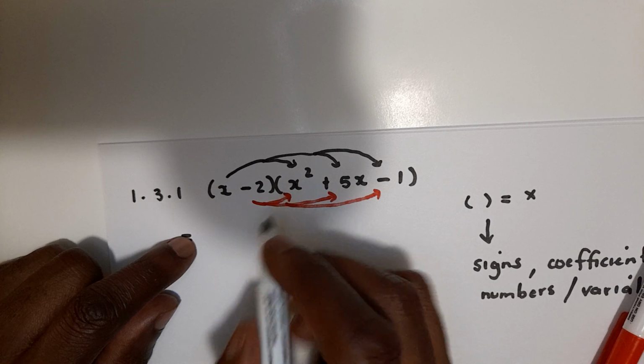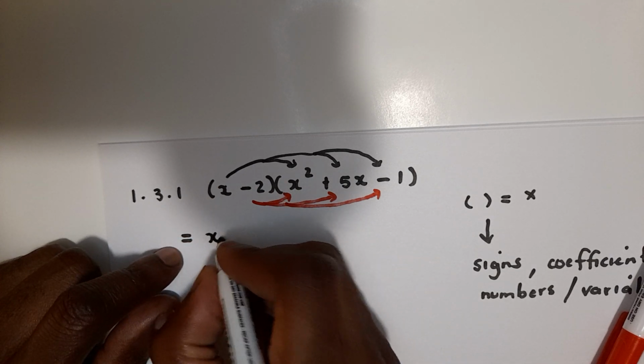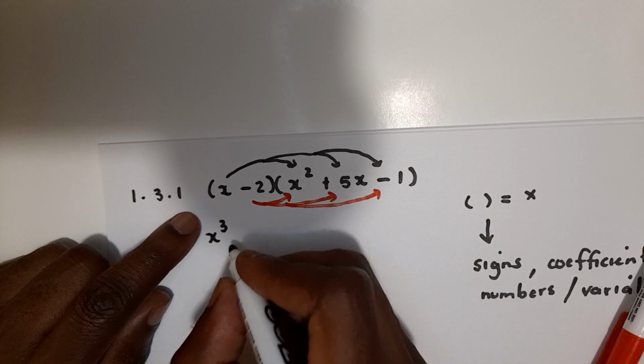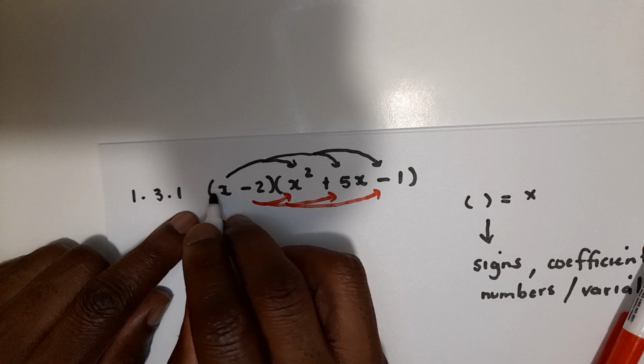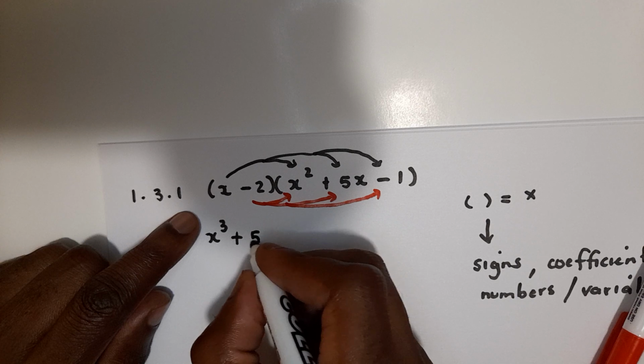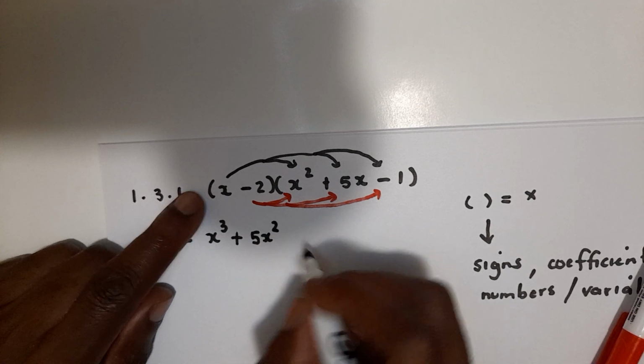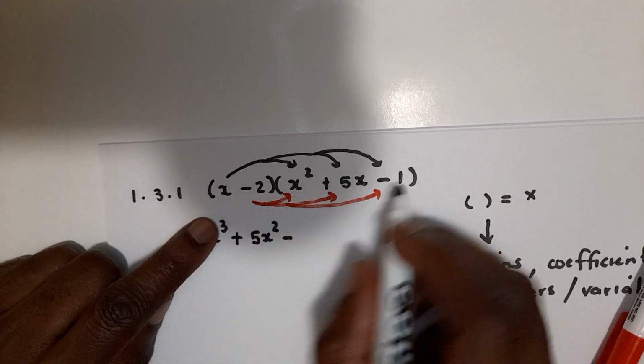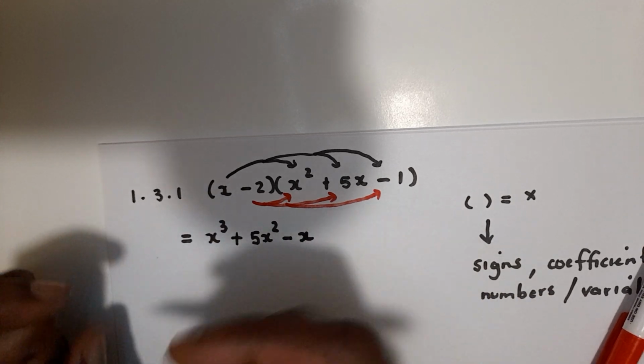Then x times this x squared, giving me x cubed. Then I go again, positive times a positive. I expect to get a positive. X times 5x, I get 5x squared. Then positive times a negative, now it gives me a negative. Then x times 1, I get an x.